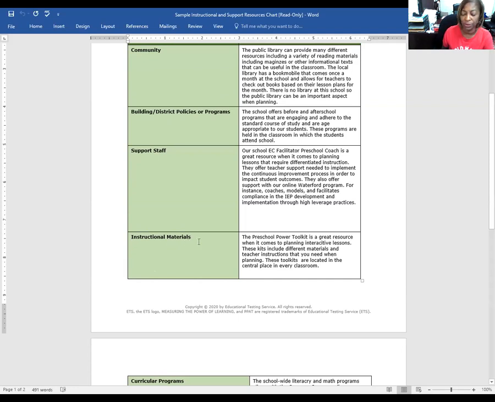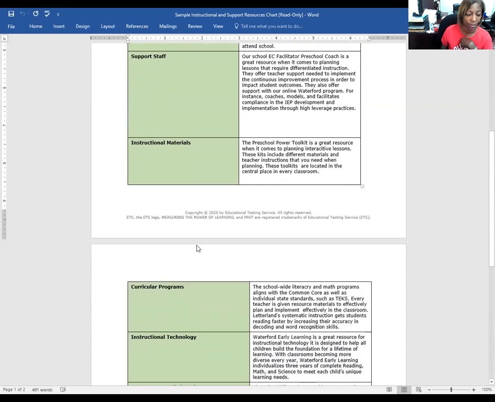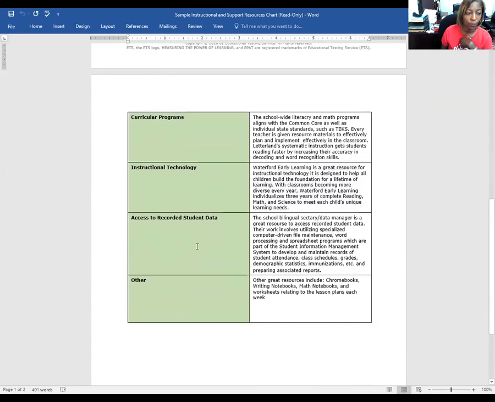Instructional materials, those are the things that you use in the classroom in order to help your students learn. And you can see an example here. Curricular programs: you may have a math program, a reading program, or a science program that you use in your classroom, that they use in the school. If so, list those and give a brief explanation as to what that program is used for.